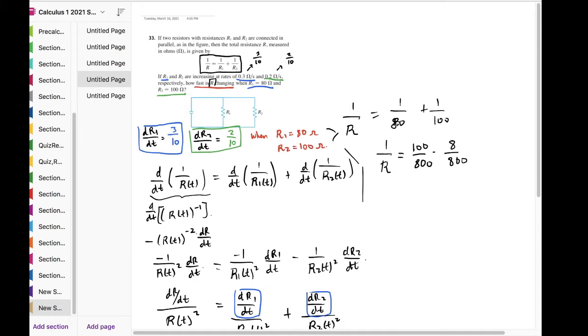100, is that right? Yeah. I need one more here, right? 8,000. And, oh wait. 10 over 800. That's 1 over 80. And then 8 over 800 is 1 over 100. Okay, cool. This is 1 over r is equal to 18 over 800. So r is equal to 800 over 18.